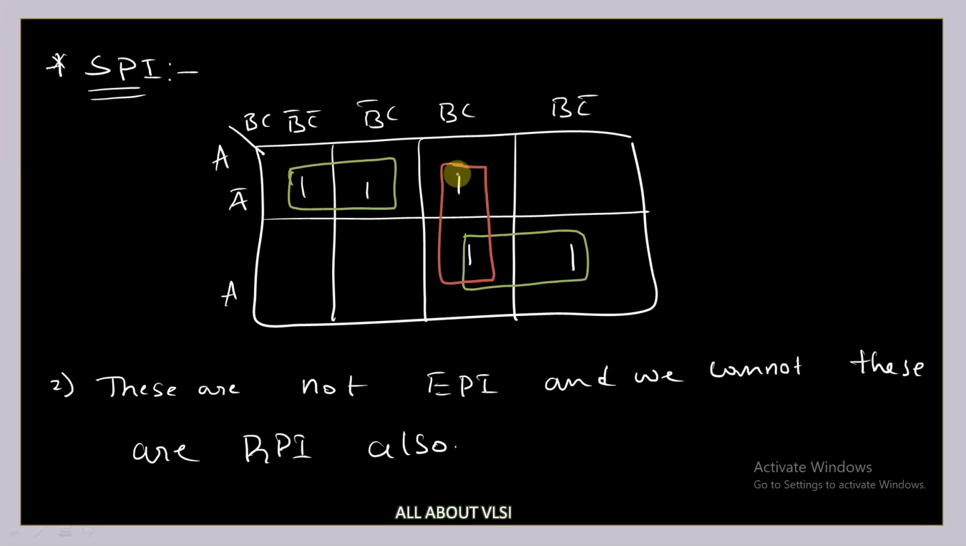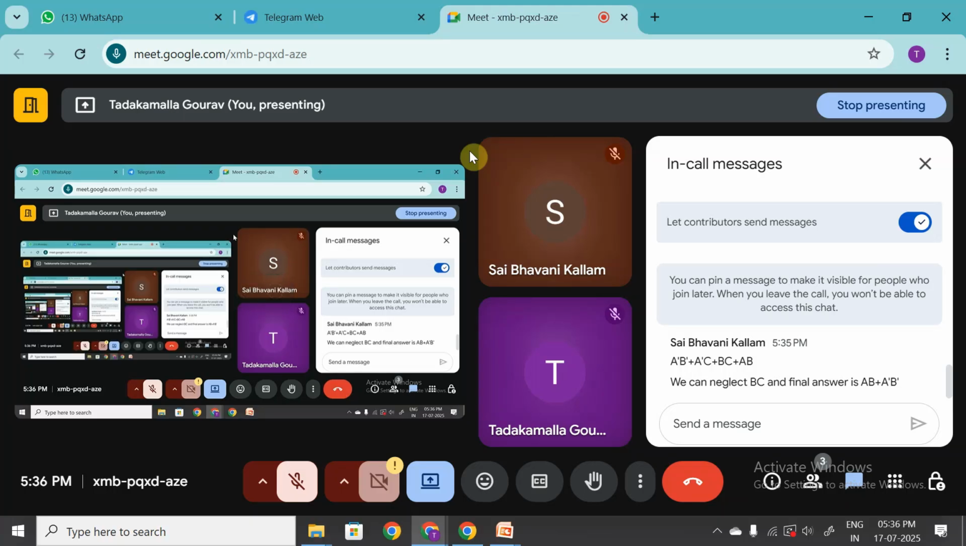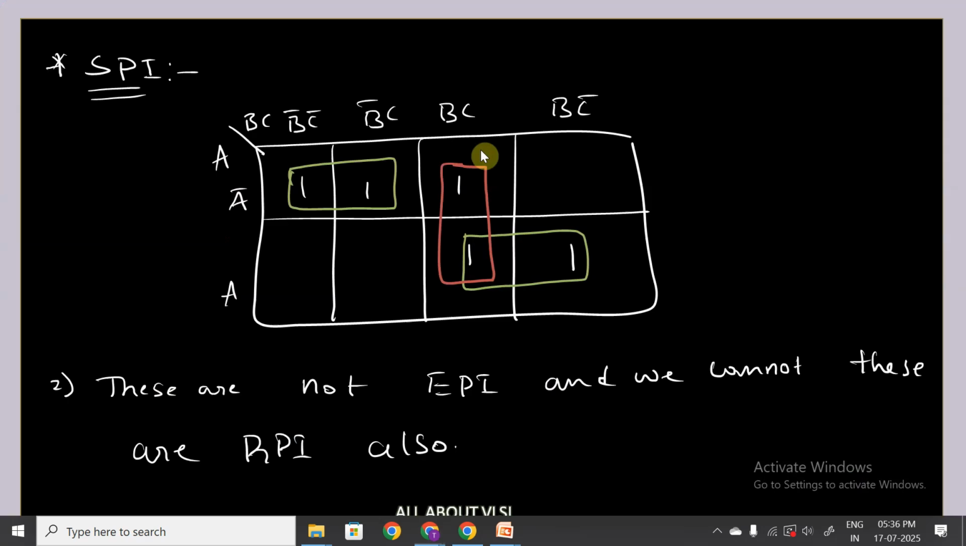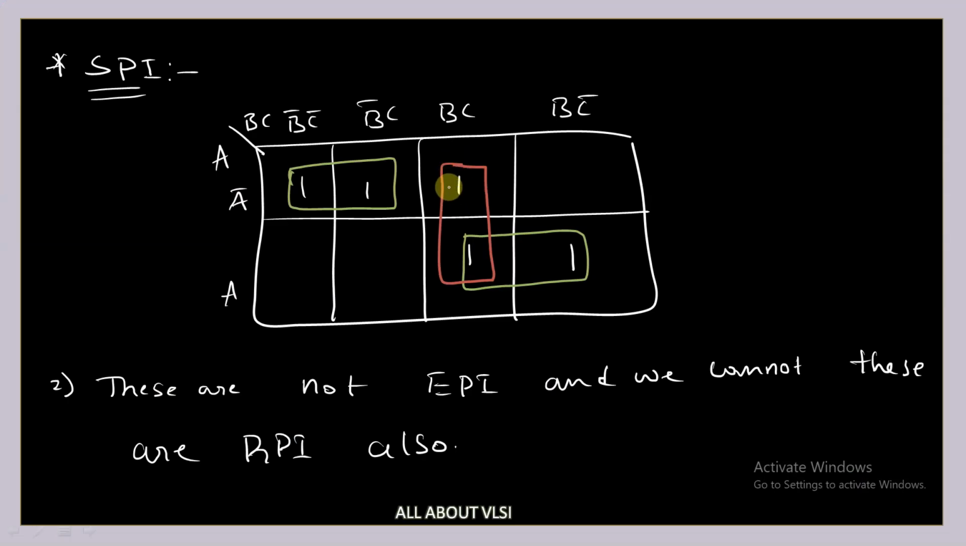So if you neglect this group, then this min term will be left alone. Then what is your final answer if you are leaving this group A bar BC? Then the number of min terms will be more. Grouping should be done for sure. You cannot leave any min term without grouping.